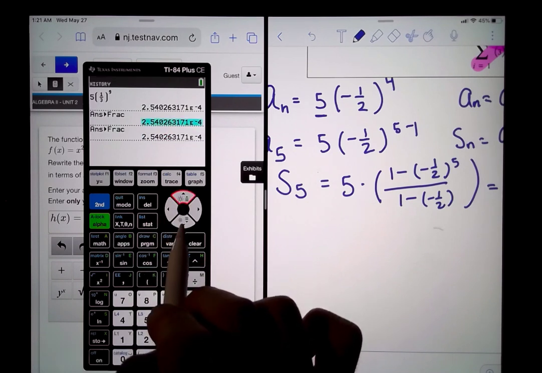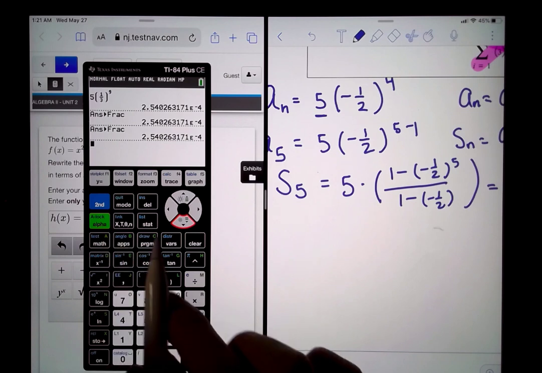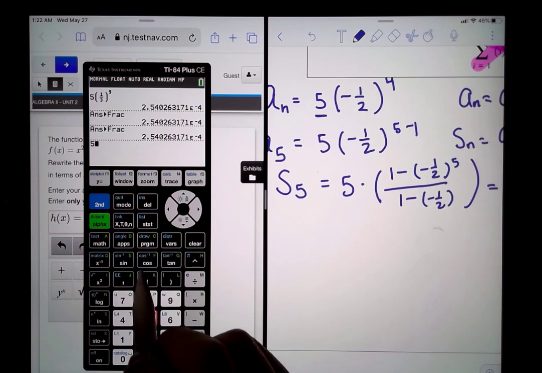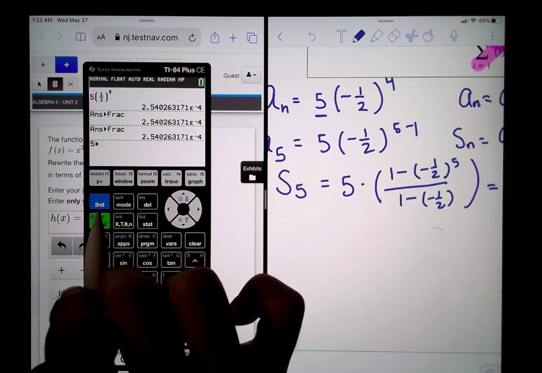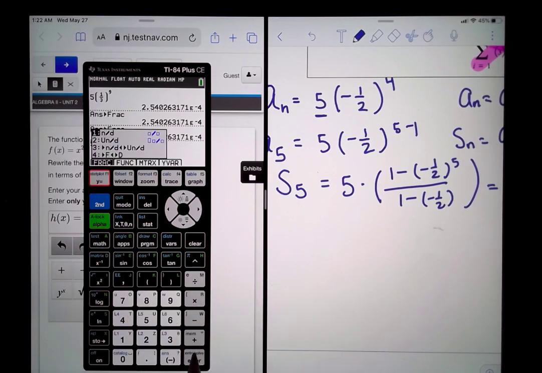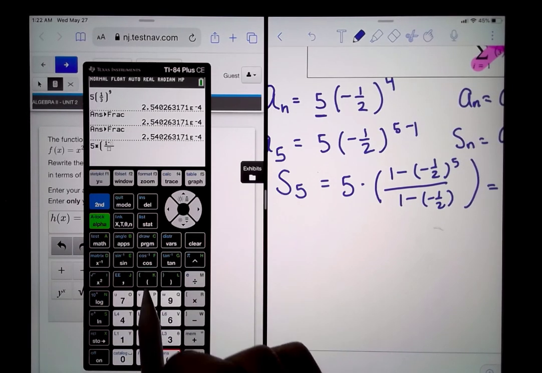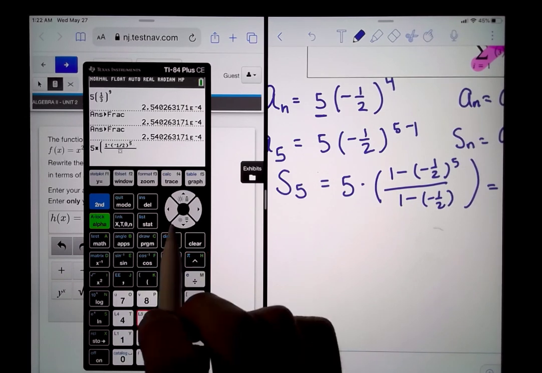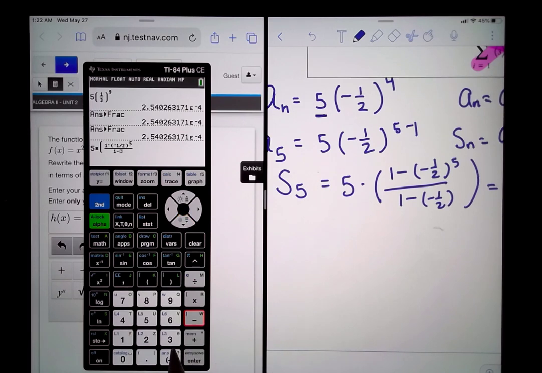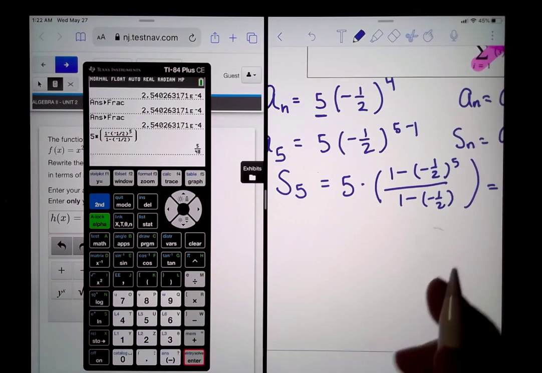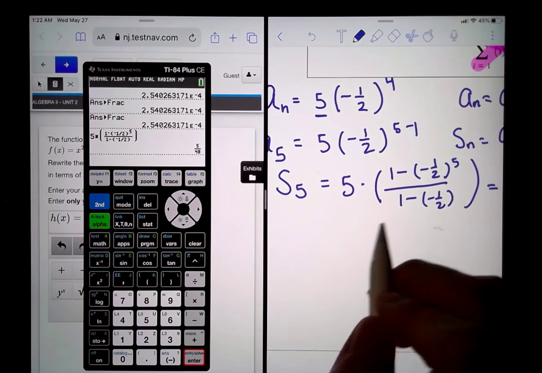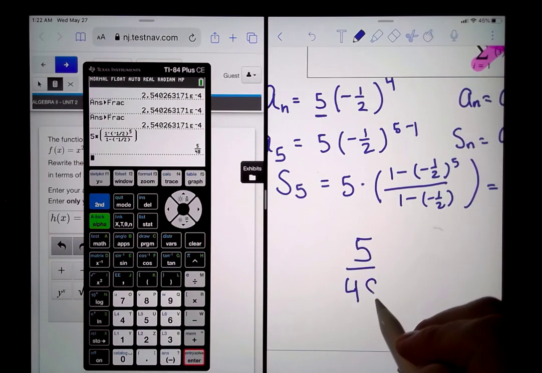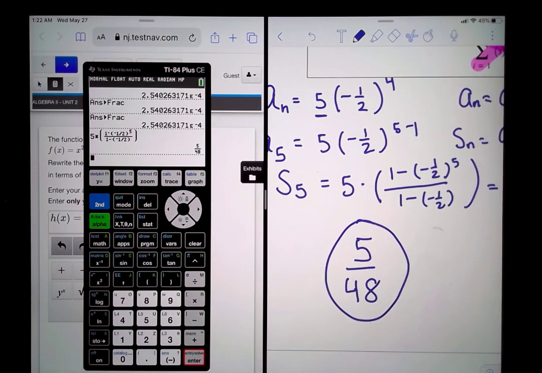Oops, I think that deleted. I'm going to do it again, guys. Oh my goodness. 5 times parentheses 1 minus negative half to the fifth over 1 minus negative half. Okay, 5 over 48. You see it, 5 over 48. So that is your answer.